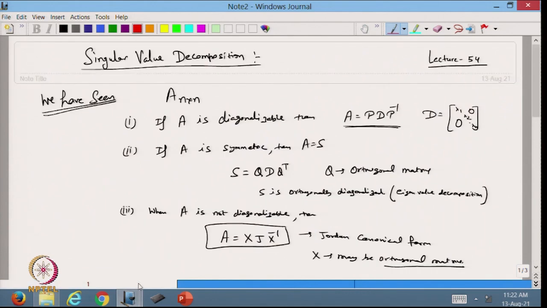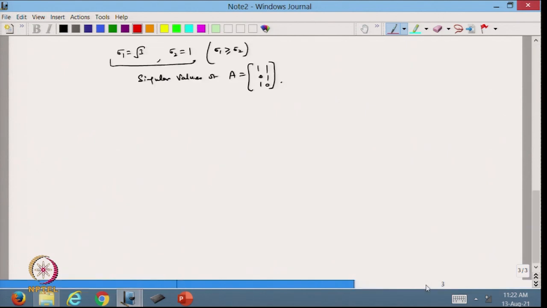In the first part we have seen that a matrix can be diagonalizable, it can be orthogonally diagonalizable, and that it can be converted into the Jordan canonical form. Now, after this, we can write that for a given matrix A, that is m cross n, we can decompose the matrix A in the form U, capital sigma, and V transpose.